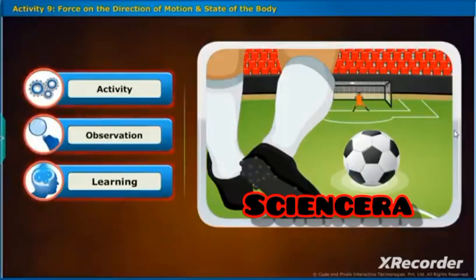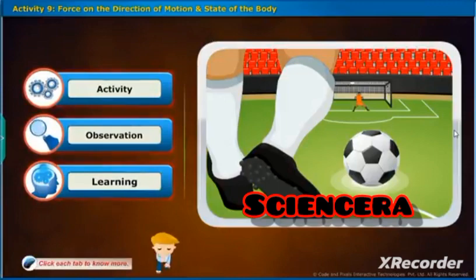Now, let us do an activity to understand the effect of force on the state of motion of an object and its direction. Click each tab to know more.